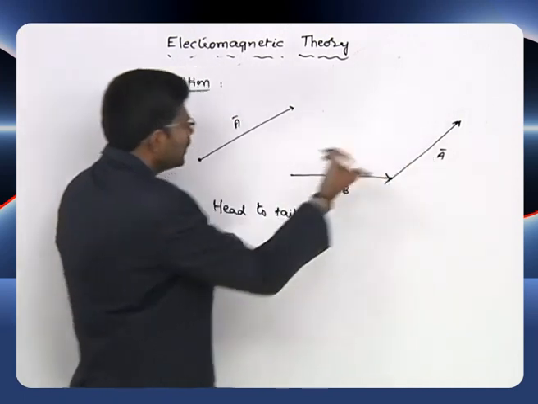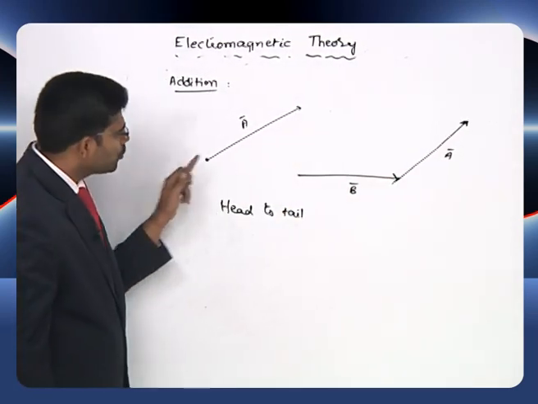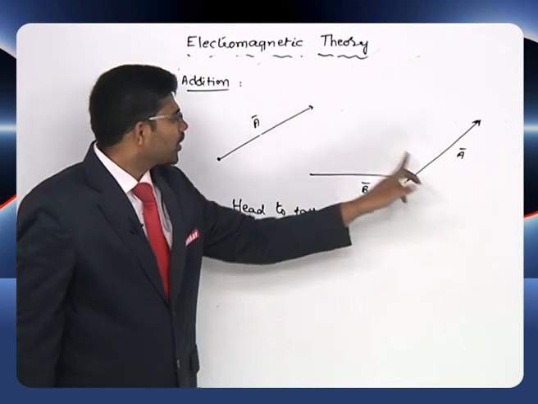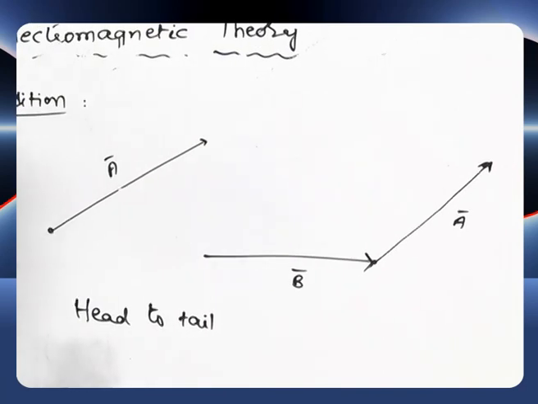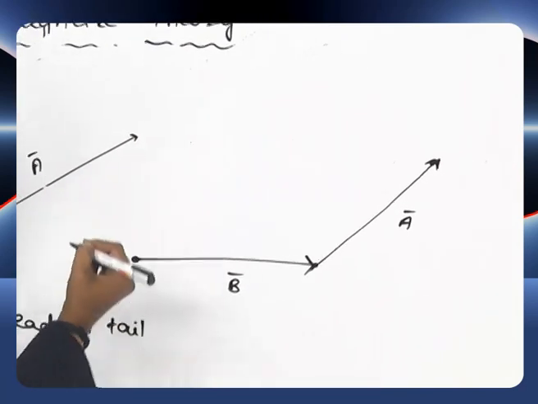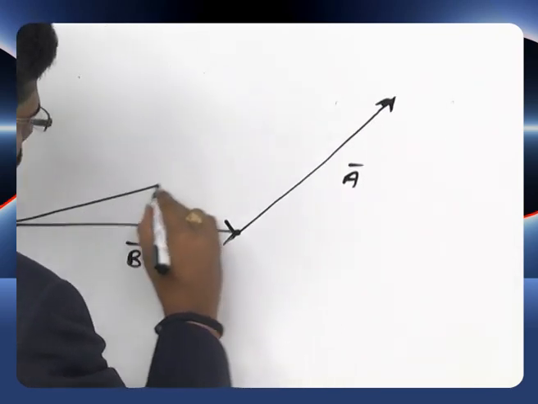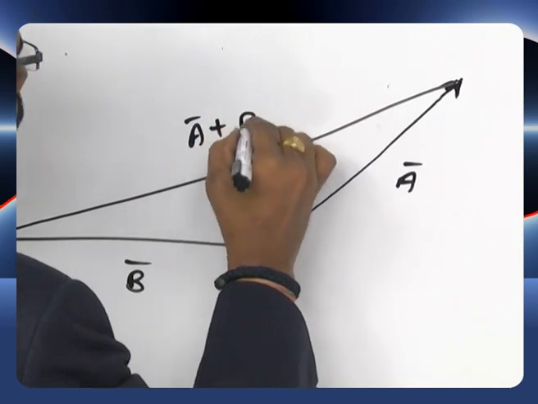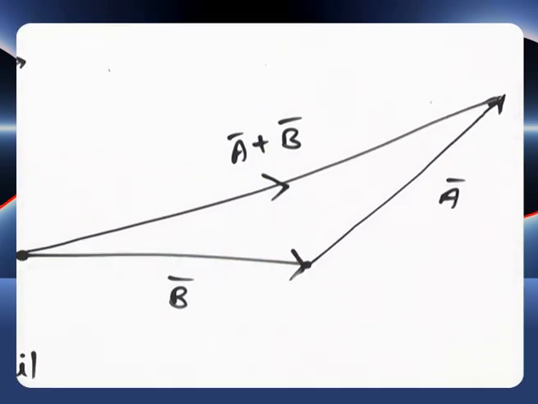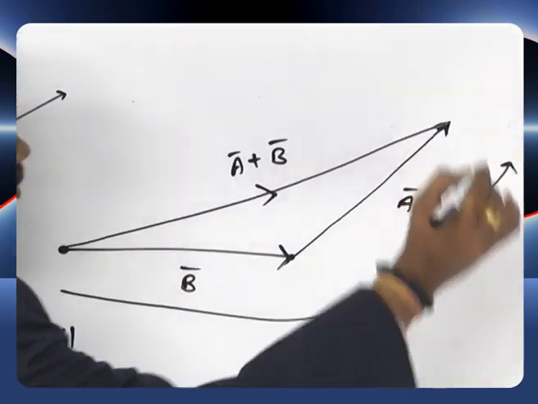This is the same as your a bar. So these two must be parallel, and while we are drawing, these two must be parallel and the magnitude also must be the same. Now the second step is just to join the tail of the first vector to the head of our second vector. So this is nothing but a bar plus b bar, that we are moving from this point to this point.